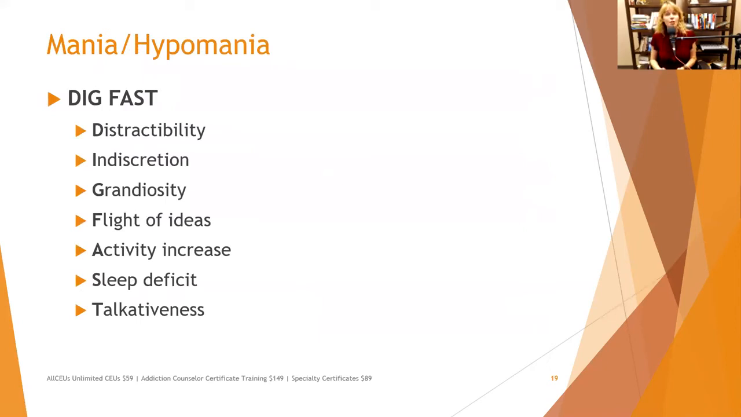Now, if you're diagnosing bipolar disorder, the person is going to have an episode or episodes of depression or persistent depressive disorder, and either mania or hypomania.